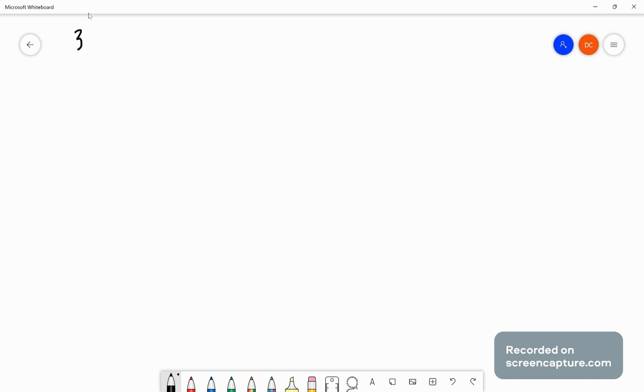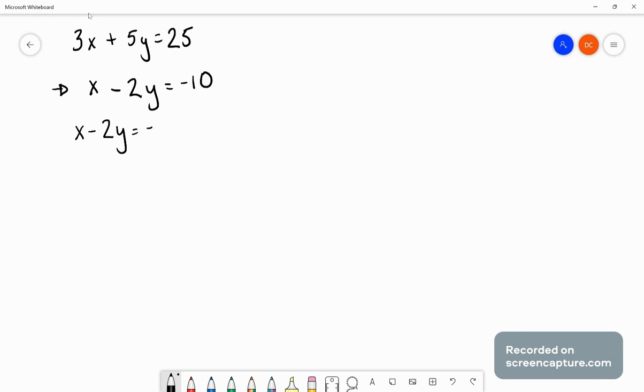So here we have 3x plus 5y equals 25. Okay, and our other equation is x minus 2y equals -10. Okay, and you can see here that even though the coefficient, the number in front of your x variable, is 1, we still have not solved for x, right? So what you want to do is take this equation and solve for x. So x minus 2y equals -10. We're going to add 2y on both sides, okay? And so we get x equals -10 plus 2y, all right?